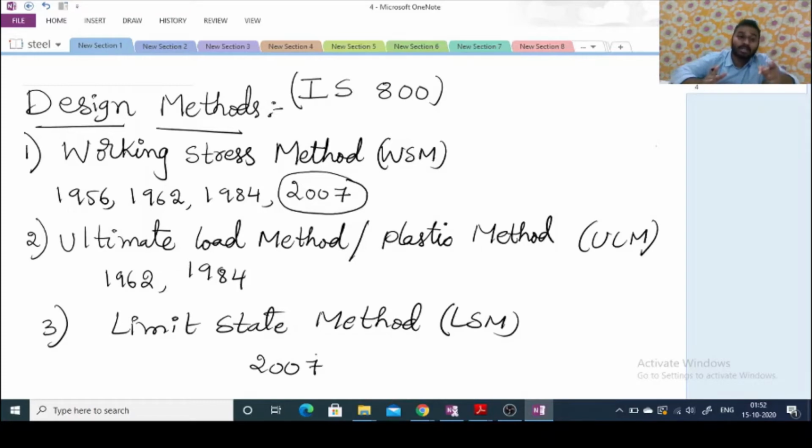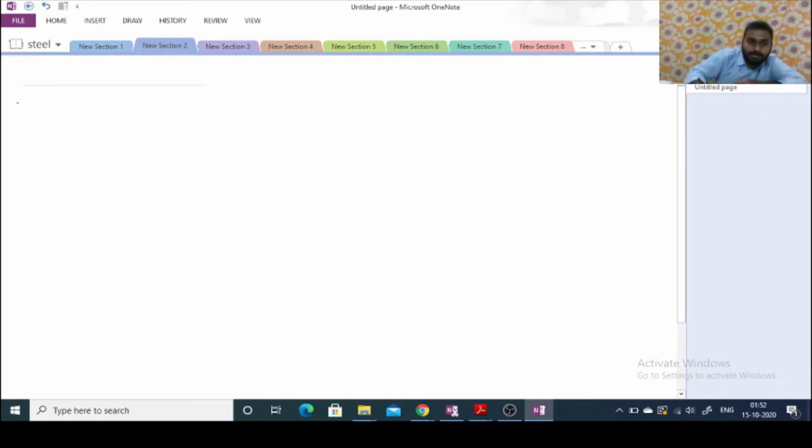Now first let us start with the discussion of the working stress method, and later we'll go for the ultimate method, and of course after that the limit state method, which is our point of discussion in these particular lectures. Is it clear, everyone? So now I'm going to start the working stress method.